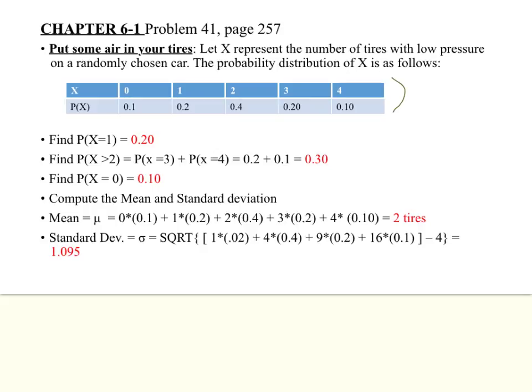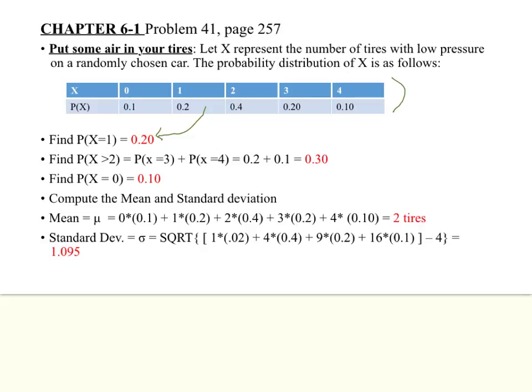So here's the probability distribution. The first question is find the probability that exactly one tire is found to be low on a randomly chosen car. And from the probability distribution, we can see that when x is equal to 1, the probability is just 0.2 or 20%.